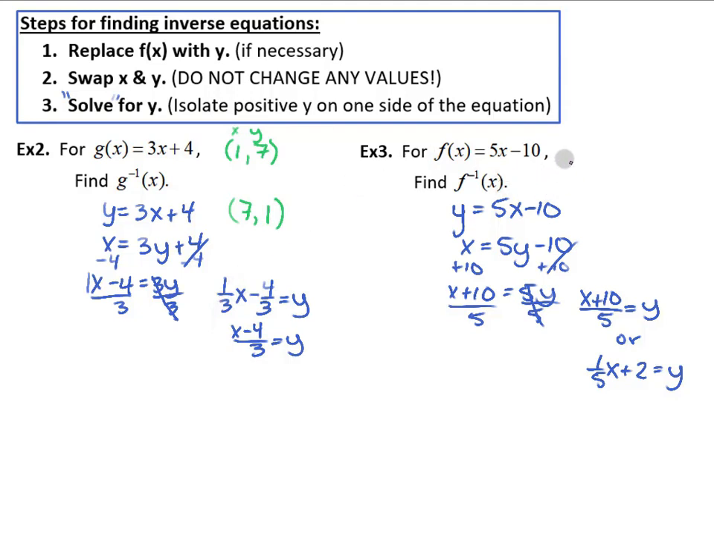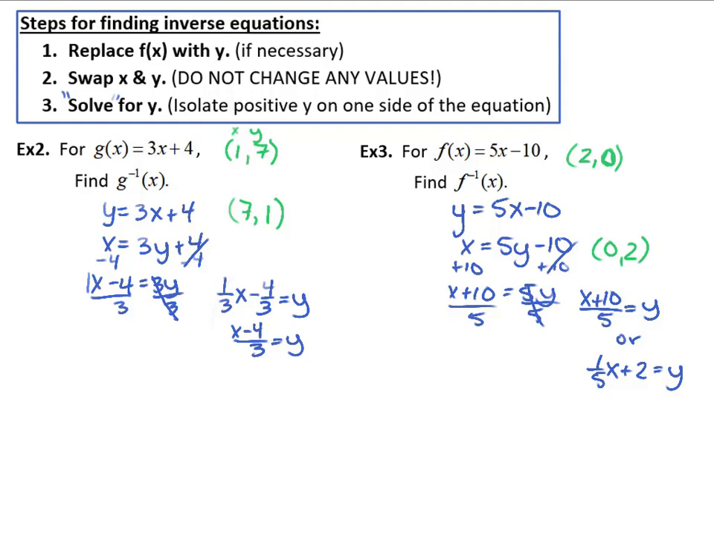You could arbitrarily pick a nice easy point here as well. Let's say this time we plug in 2. 5 times 2 is 10. Minus 10 is 0. So plugging in 2 gives us back 0. So on our inverse, if I plug in 0, I should get back 2. So let's check. If I plug in 0, in fact, it doesn't matter which one this time. Let's try this one. 0 plus 10 is 10. 10 divided by 5 is 2. So (0, 2). So we definitely have the correct inverses here.